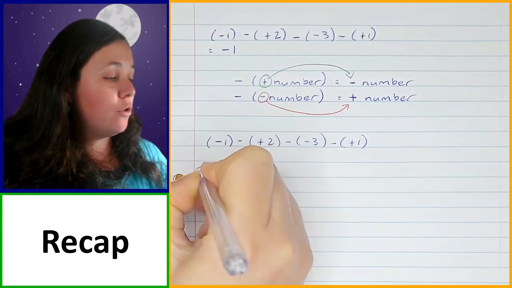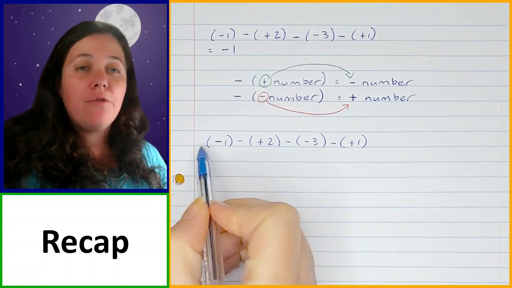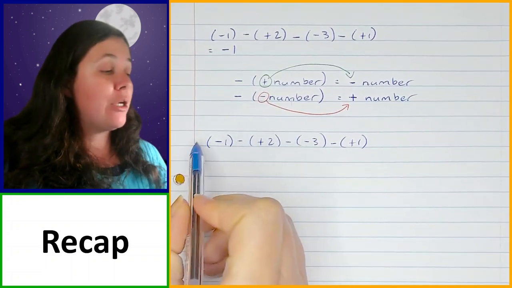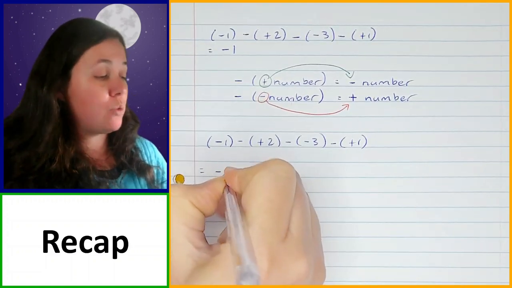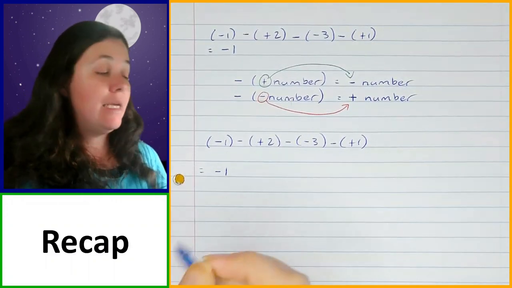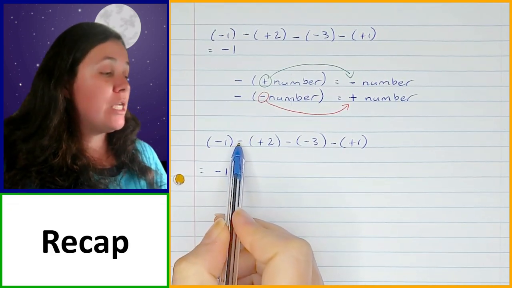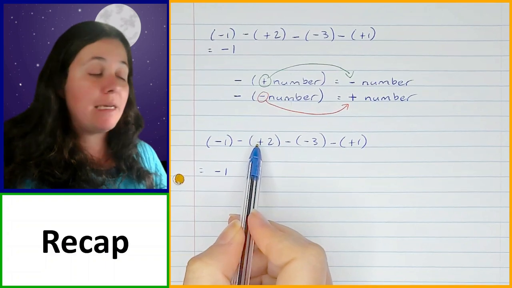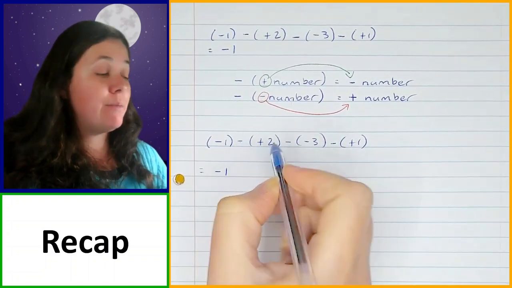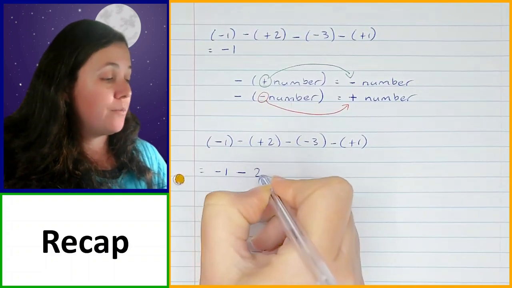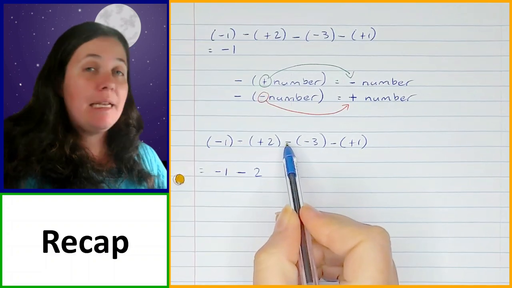Okay, so first of all, the very first one acts exactly like normal because there's nothing in front, so there's not a minus in front. And because there's not a minus in front, the sign inside is going to stay as it is. So it's going to be minus 1, just like it was when we were doing adding integers. Okay, but as soon as I have a minus in front of that bracket, it is going to cause the sign inside the bracket to change, and that means that I'm going to get a minus, and a plus gives me a minus 2.